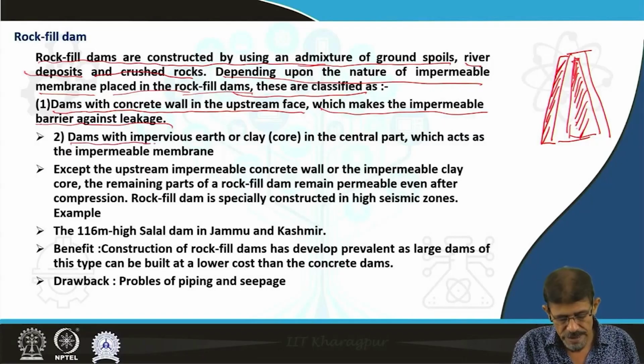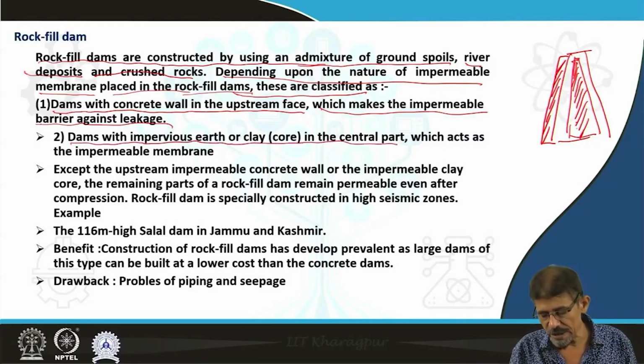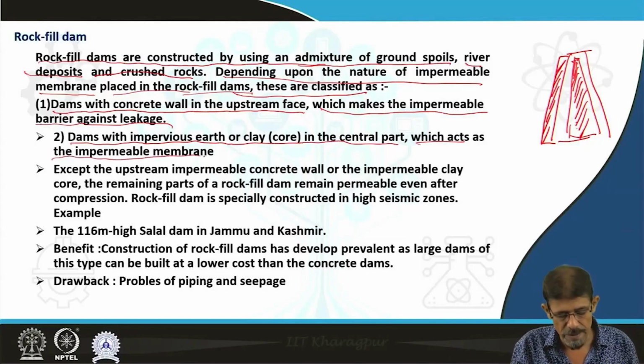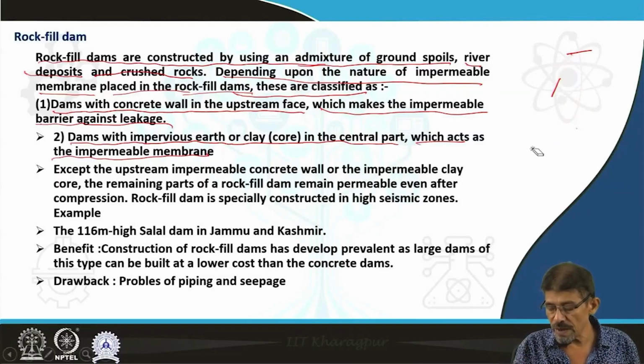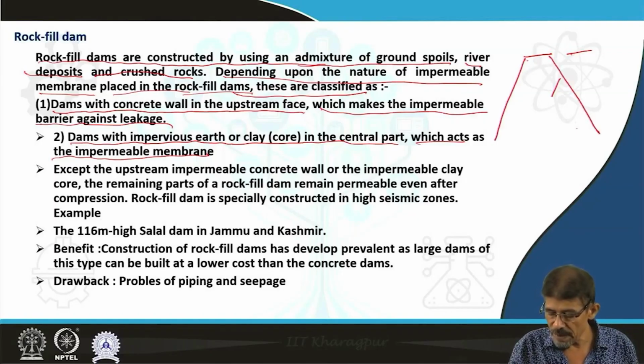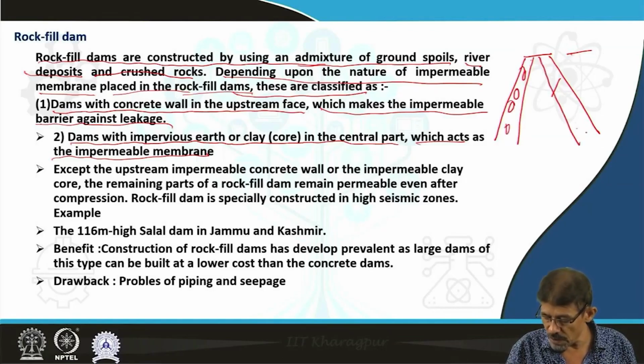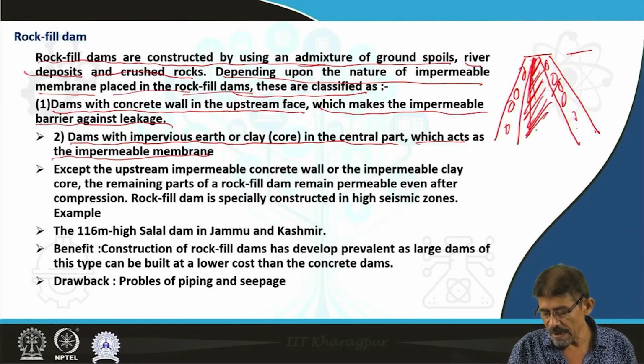Next, a dam with impervious earth or clay layers in the central part, which act as impermeable membranes. As we have already discussed, here in a simple way I try to explain. This is the rock fill dam. This portion is filled by rock material, and this portion on the outer side is filled by rock material. In this portion we provide highly compacted clay, which is purely impervious in nature, extended up to a certain depth.